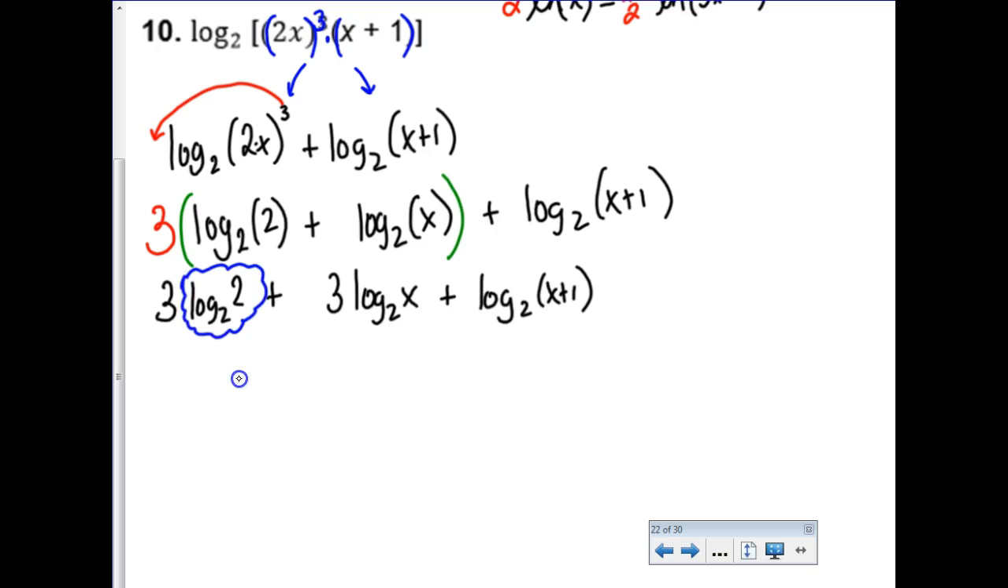Cancel out, the first power drops down. This is really 3 times 1, better known as 3. So this is really 3 plus 3 log base 2 of x, plus log base 2 of x plus 1. So if your job was to expand, that is technically the expanded answer. You could rearrange the terms order, but technically that's the right answer. That was fun. So pre-calcy of us. That was a lot of stuff going on, guys. All right, let's look at number 11.